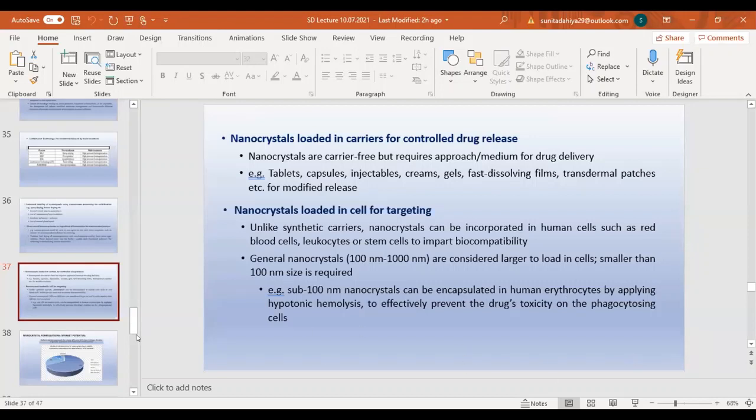Also, some researchers have tried functionalization in terms of receptor attachment to the nanocrystal, like folate receptor, for those cancers which overexpress the folate. Whereas some research efforts have also been made for stimuli responsive drug delivery systems using the nanocrystal. For example, pH responsive nanocrystals have been formulated. But all these are research efforts.